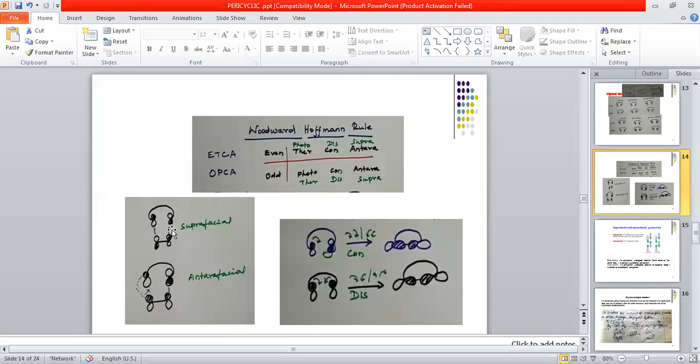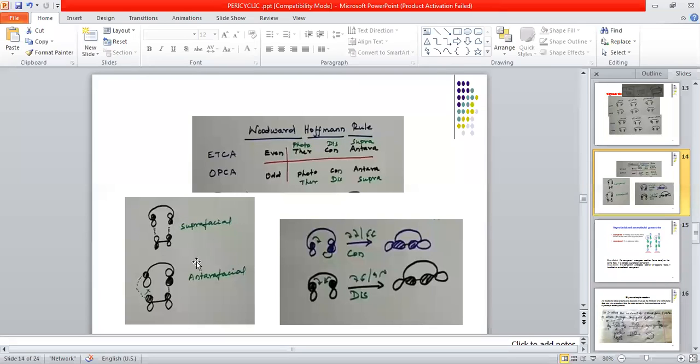Now the next one, what is this? Suprafacial and antarafacial. Suprafacial means when both lobes are found in asymmetric form, and at that time both lobes are overlapping, there will be a bond formation. Here you can see without any problem there is an interaction between face to face lobes. As you can see, this one is black and white. It means there is face to face overlapping, and that's why this is called suprafacial.